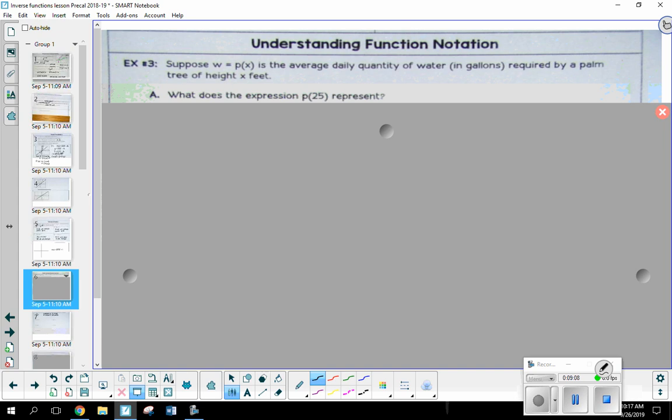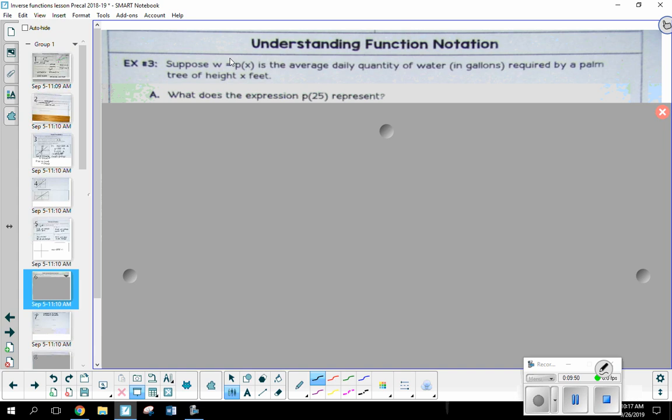So now we have another example, a different scenario. Suppose W equals P of X is the average daily quantity of water in gallons required by a palm tree of height X feet. So what are my two quantities that we're comparing here? The number of gallons of water and the height in feet. It looks like this function P relates the two. So A, what does the expression P of 25 represent? Think about the original function and the definition we were given. Does that initial 25 represent the height of a palm tree, or is that the number of gallons of water?